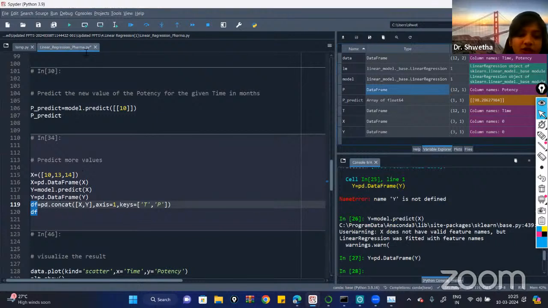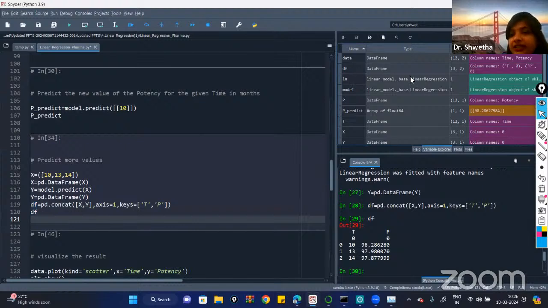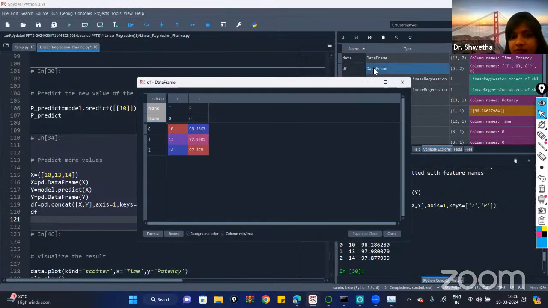After which we can concatenate. What is concatenation? Concatenation is nothing but the addition of two data frames. X and Y we are adding column-wise, and the column names would be T and P. This will give us a new data frame, and we are storing it in that new data frame.